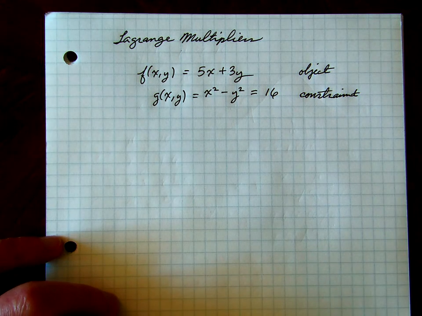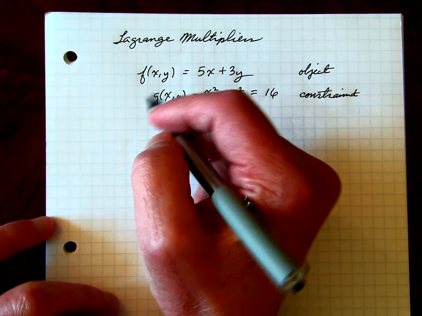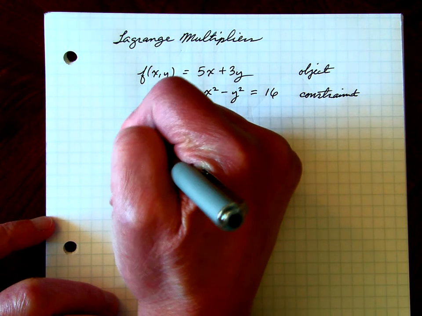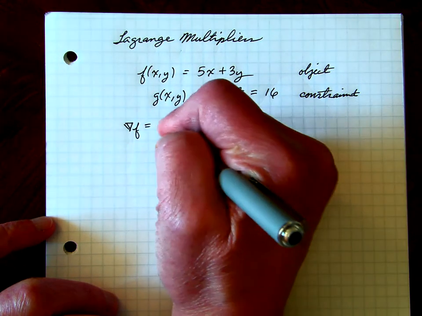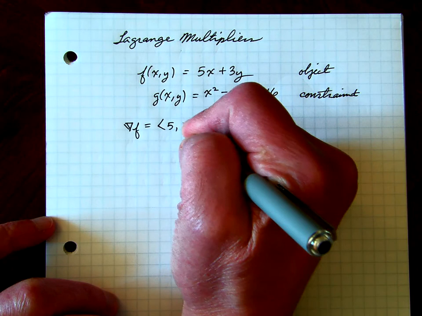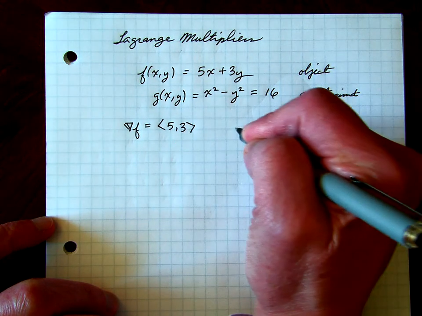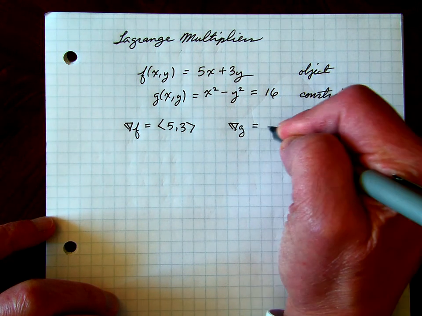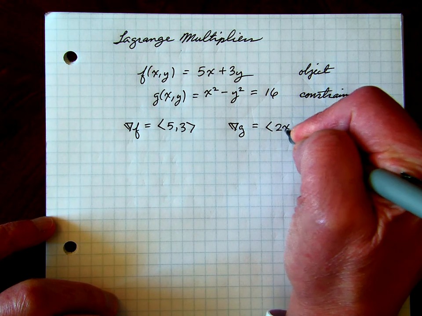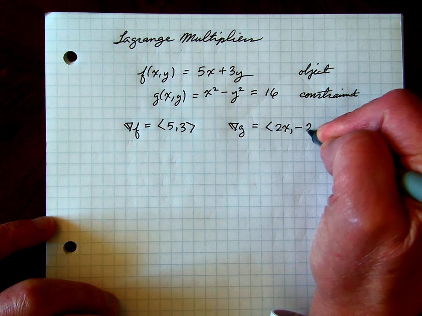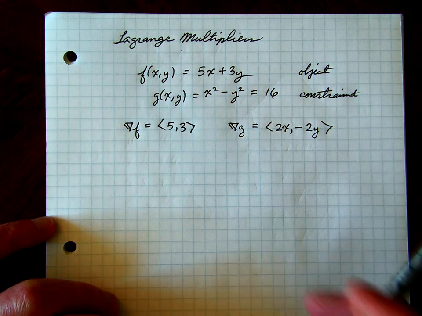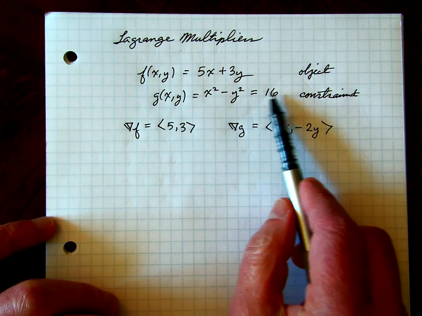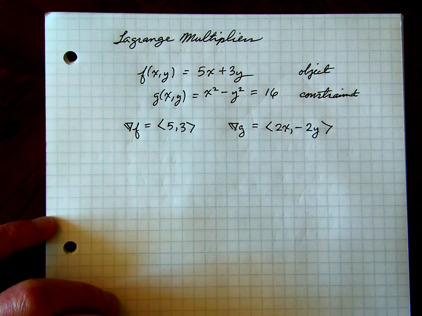Now let's bring in our buddy, the gradient vector. The gradient for f is just 5, 3. The gradient for g is a little more complicated, but not very much more: 2x, minus 2y. A lot of books insist that the constraint be written equal to 0, but as long as it's a constant, you don't have to worry about the results.